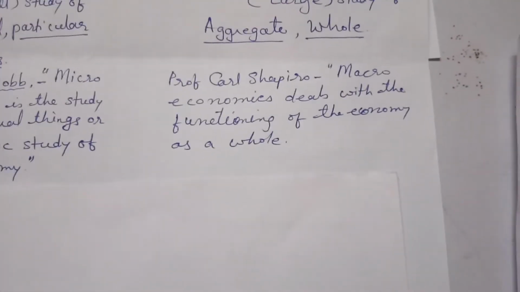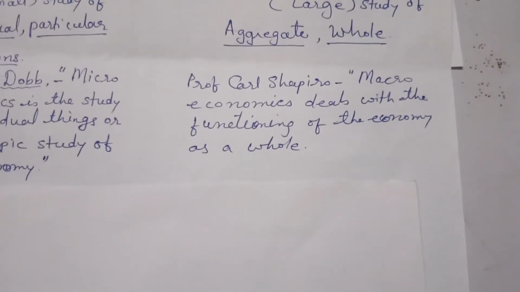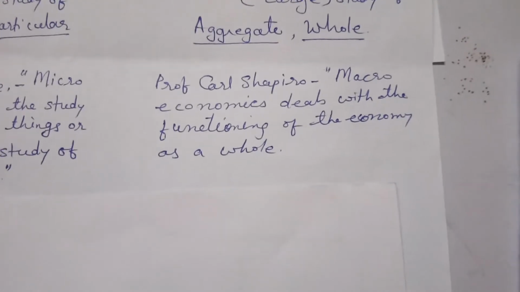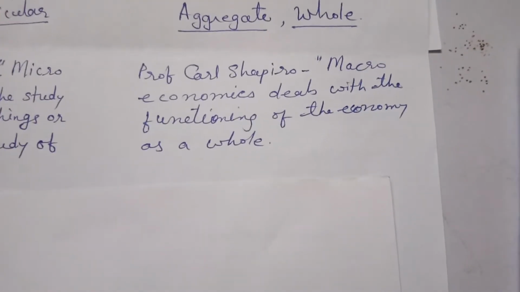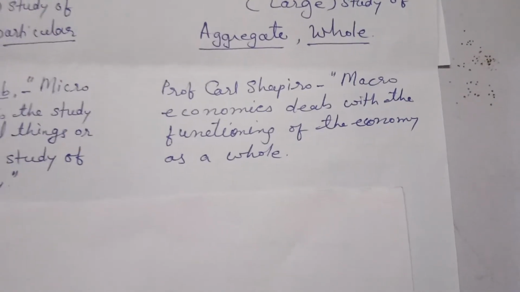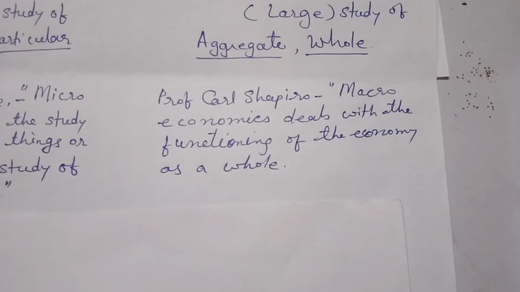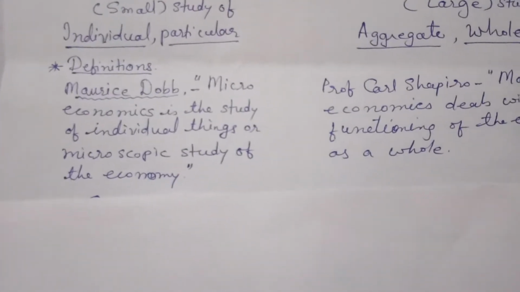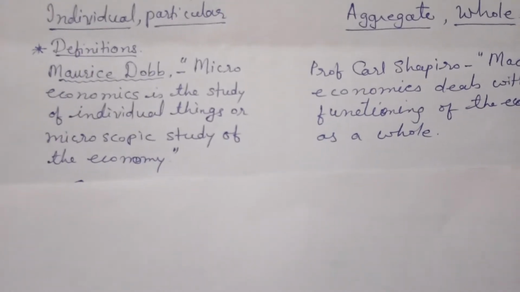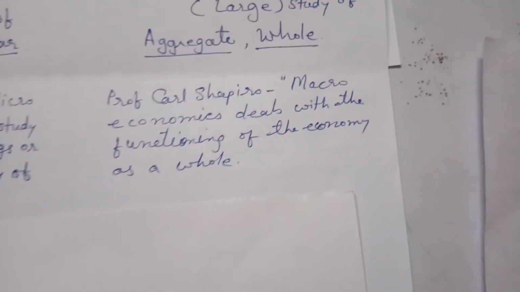Macroeconomics, according to Professor Khan, deals with the functioning of the economy as a whole. It means macroeconomics is the study of an aggregate or study of a whole. For example, microeconomics is the study of a single tree, but macroeconomics is the study of a whole forest.